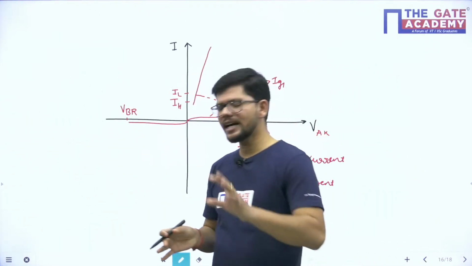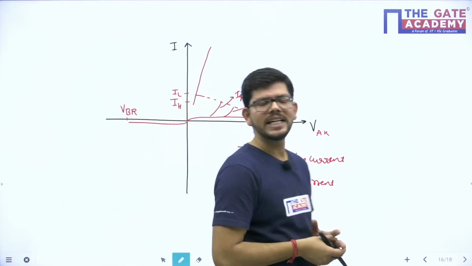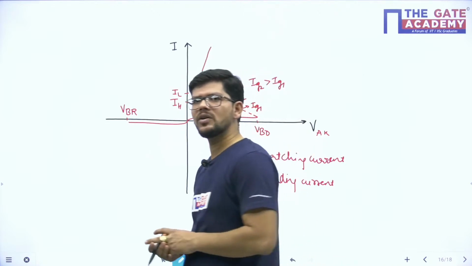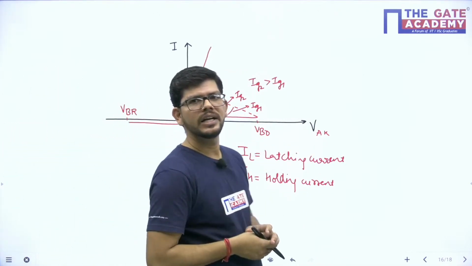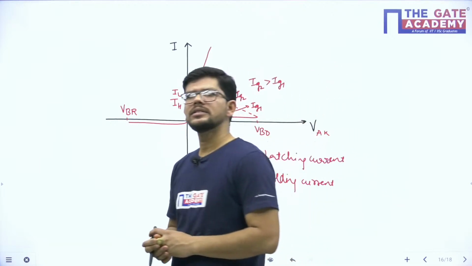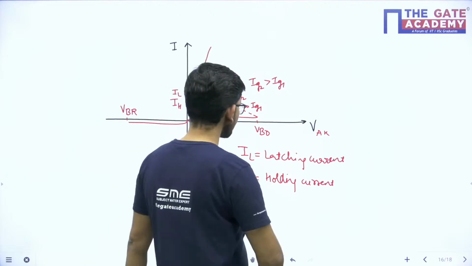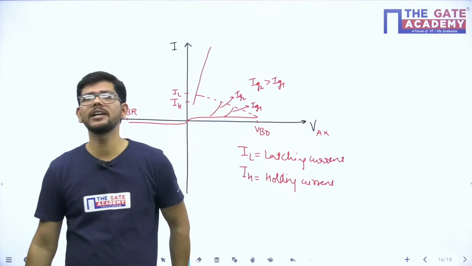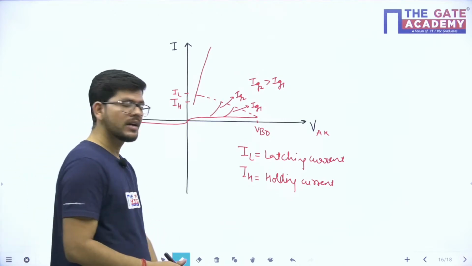Latching current और holding current में कौन ज्यादा होता है, कौन कम होता है? कोई बता सकता है मुझे? Latching current is greater than holding current, or it is less than holding current, or what is the exact relation between them? Just give me a reply, anybody. Latching current and holding current, what is the relationship between them? Which one is greater and which one is less?